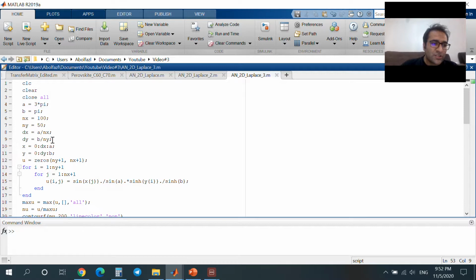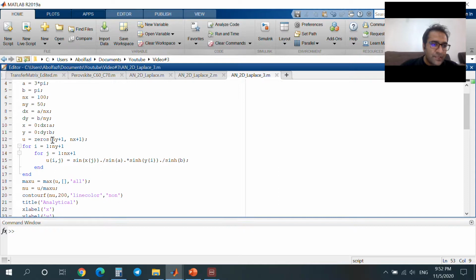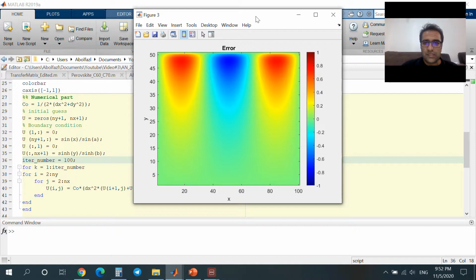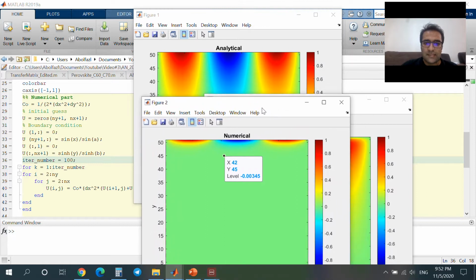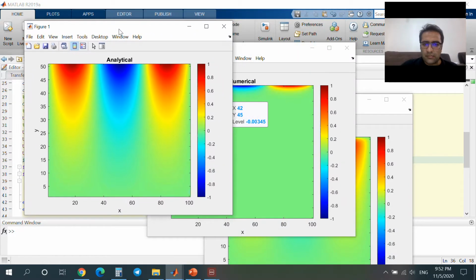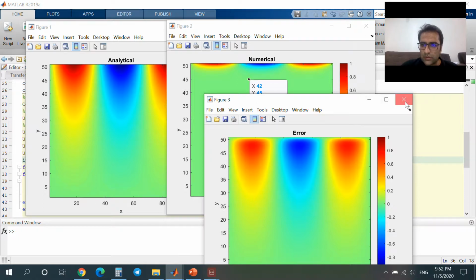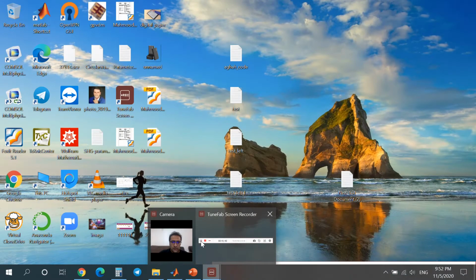So let's increase the iteration number more. How much is the iteration number here? Where is it? Iteration number, this one. Let's increase it to 100 and run it again, F5. You see, this is error, this is numerical, and this is analytical. We have almost the same. It seems that nothing's changed. Let me close this and check the program one time.